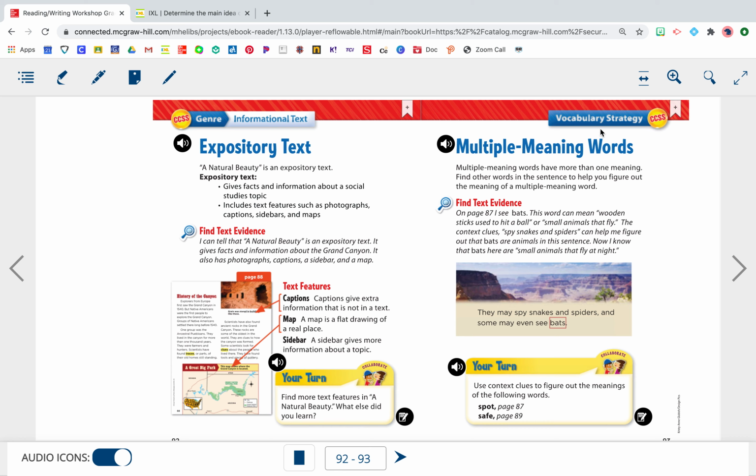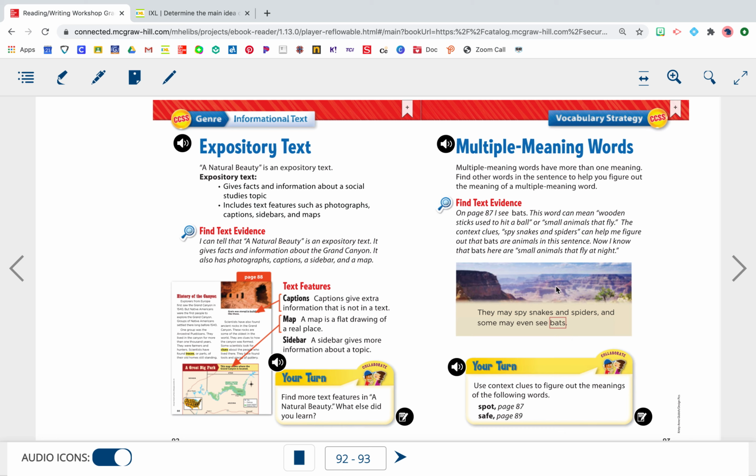And then finally, our vocab strategy this week is multiple meaning words. Multiple meaning words have more than one meaning. For example, we saw the word bats here. They may fly, they may spy snakes and spiders, and some may even see bats. Well, a bat could be something that you use in a baseball game, and it could also be an animal.